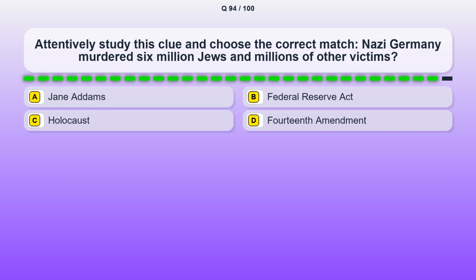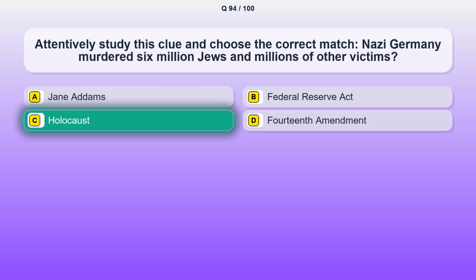Question 94. Attentively study this clue and choose the correct match. Nazi Germany murdered 6 million Jews and millions of other victims. Option A, Jane Addams. Option B, Federal Reserve Act. Option C, Holocaust. Option D, 14th Amendment.